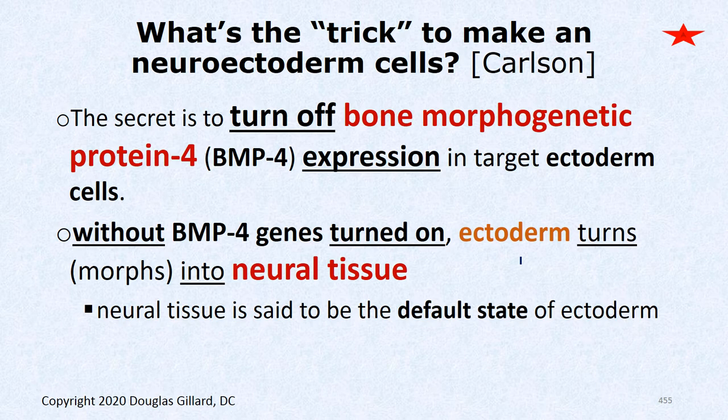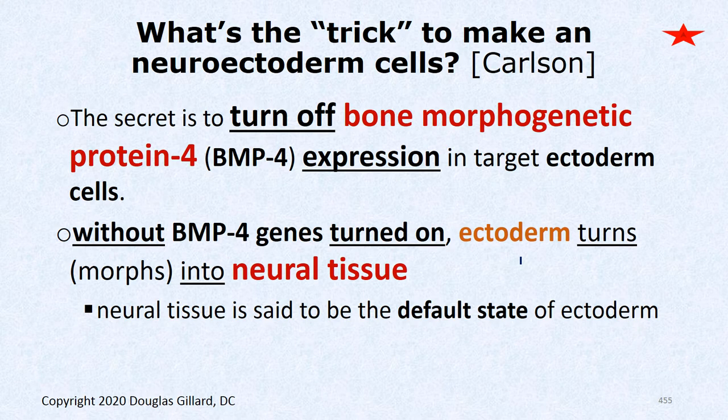How do you make a neuroectoderm? How do you take a regular old ectoderm cell and convert it into a neuroectoderm cell? Well, I don't want to say it's simple, but it's kind of simple. You just need to turn off the BMP4 gene. The secret is to turn off bone morphogenetic protein 4 expression in the target ectoderm cells. So those cells that are going to become neuroectoderm cells, you need to flip off the genes and tell them to stop making BMP4.